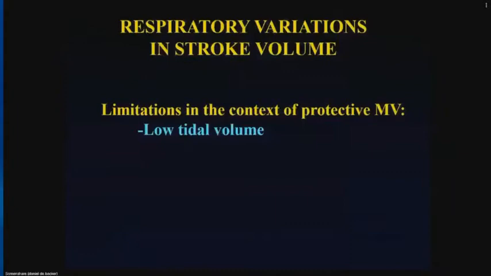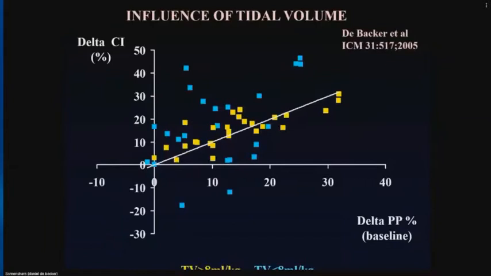So the problem is that we unfortunately have some limitations, and this may be even more pronounced in the context of the protective mechanical ventilation that we apply in these patients. The first aspect is of course the low tidal volume. We demonstrated a few years ago that when a low tidal volume, lower than 8 mL per kilogram, is used in these patients, the prediction of the response to fluids is really lost. And this is a little bit worrisome because we more and more ventilate our patients with tidal volumes lower than 8 compared to what we did previously.